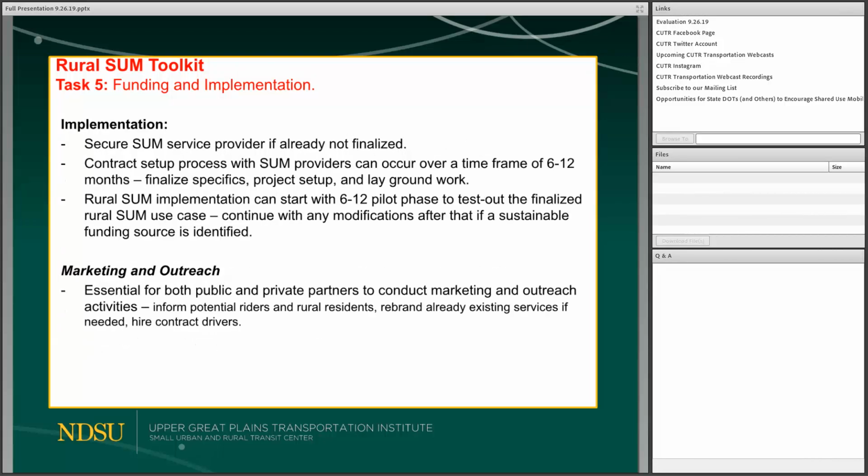So those are some of the tasks in task 5, and some implementation. The contract setup process could take anywhere from 6 to 12 months, and it is advisable to start a pilot phase in the first 6 to 12 months, test it out, and then continue with modifications from lessons learned in the 6 to 12 month pilot phase.